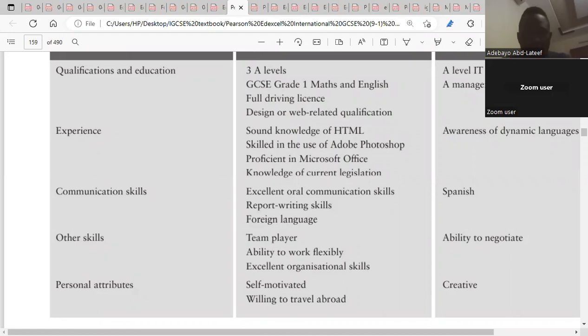This is what you have to present to your company if you are applying for a job. Clear, okay, right? But this is not your application letter. This is your curriculum vitae. This looks like details about you.